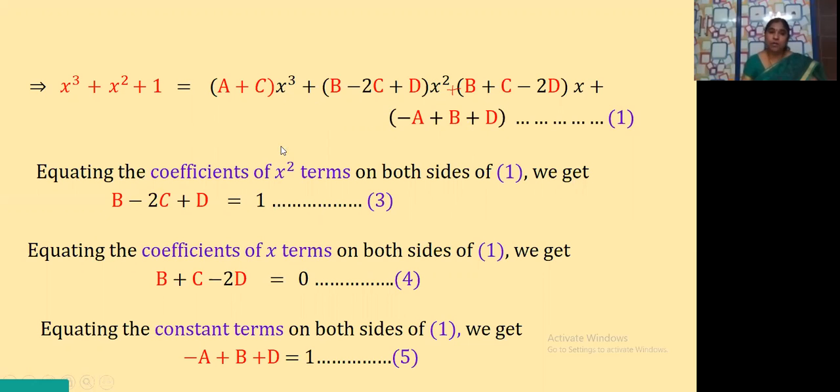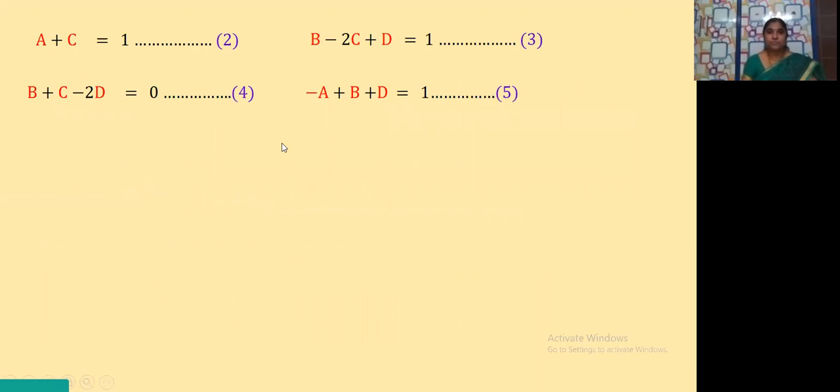So let us write all these terms once again here, children. These are the equations what we have. Second equation, third equation, fourth equation, fifth equation, which we got by equating the coefficients of x cube terms, x square terms, x terms and constants. Clear? Now let us try to find out the values of a, b, c and d. Okay. Now let us see what to do here. Solving equation number 3 and equation number 4. So let us do it, children, now.